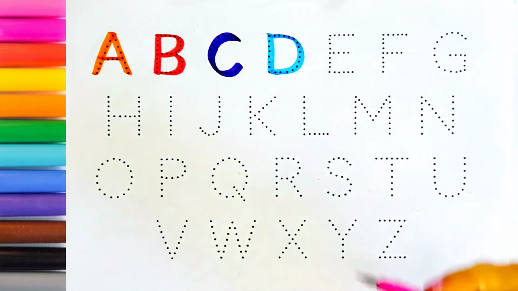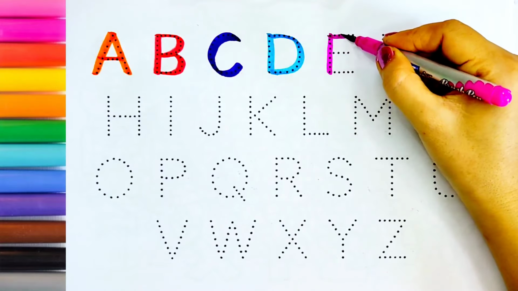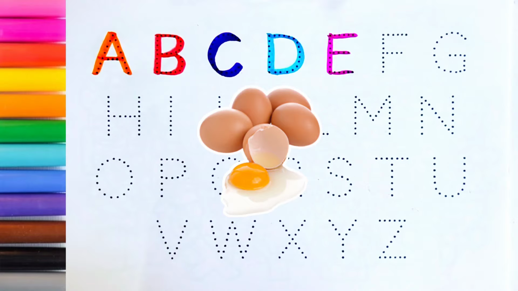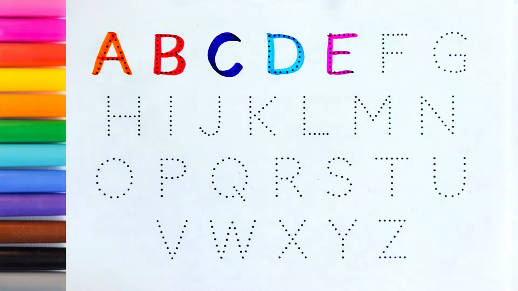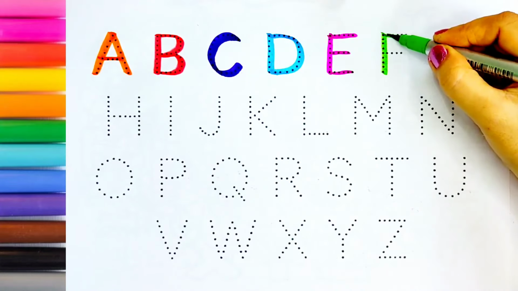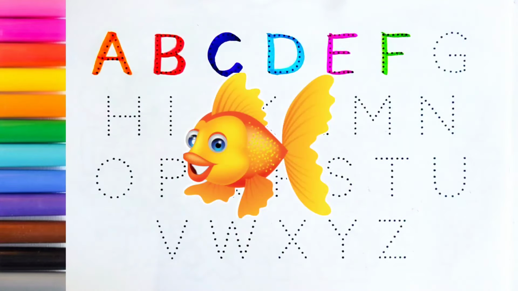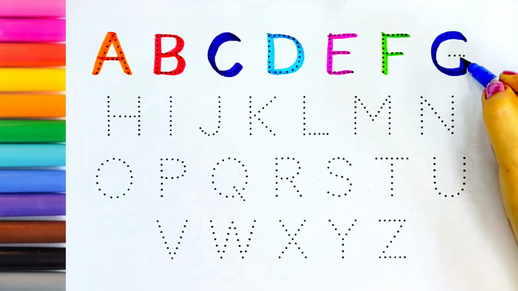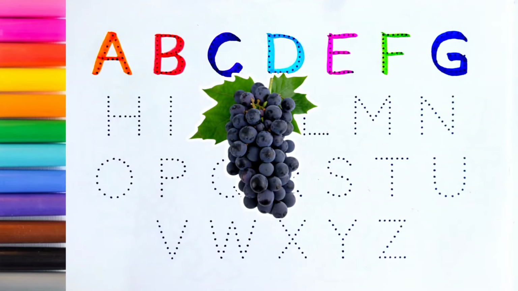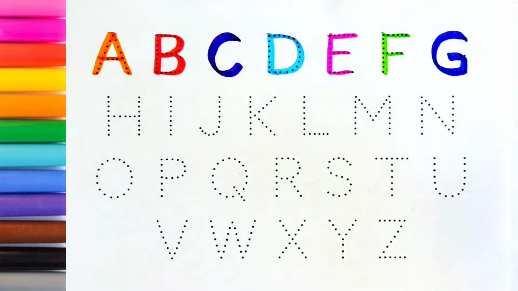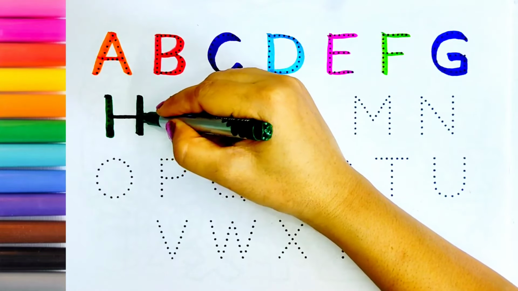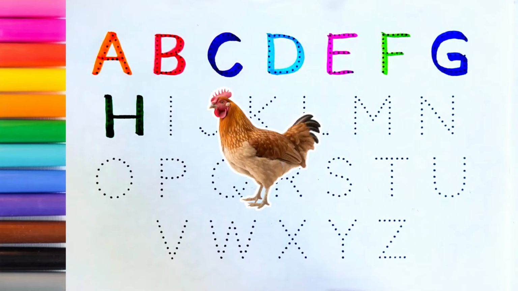Pink color. E for egg. Light green color. F for fish. Blue color. G for grapes. Dark green color. H for hen.